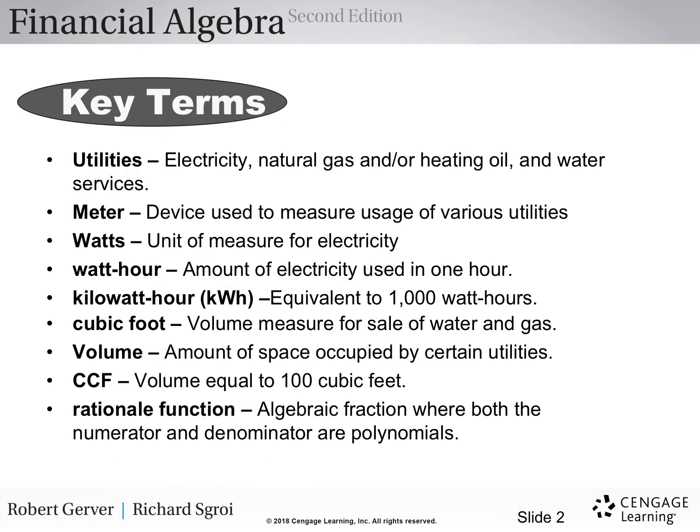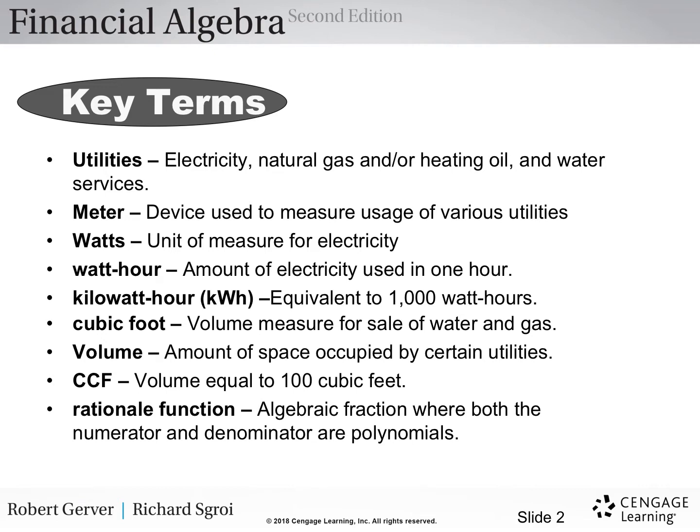Some key terms in this lesson are utilities, which is electricity, natural gas, and/or heating oil and water services. Meter, the device used to measure usage of various utilities. Watts, the unit of measure for electricity. Watt hours, the amount of electricity used in 1 hour. Kilowatt hours, equivalent to 1,000 watt hours.